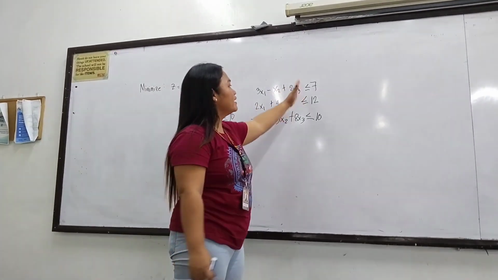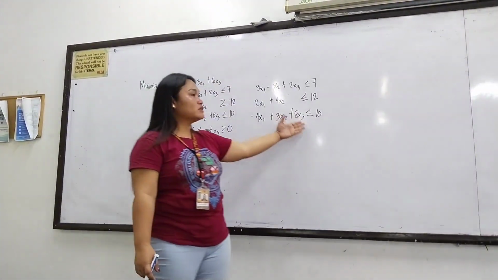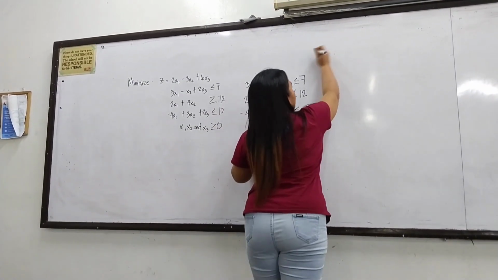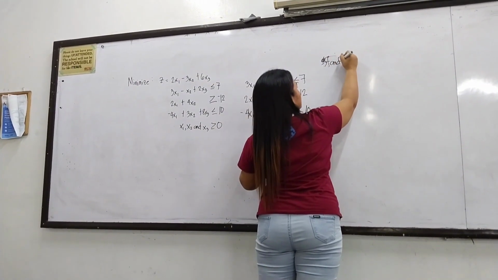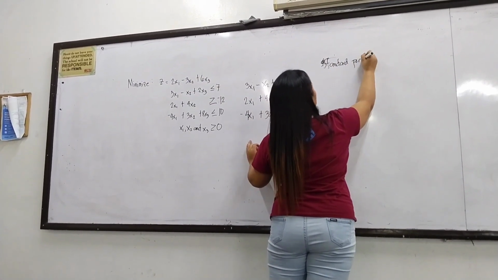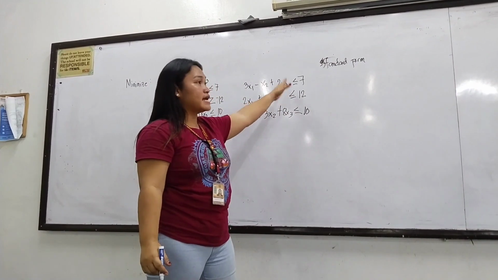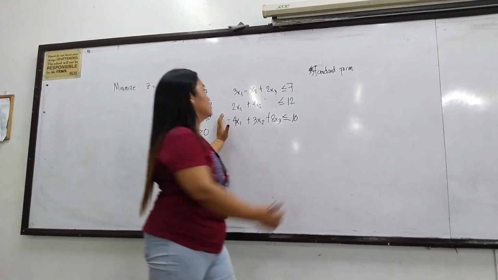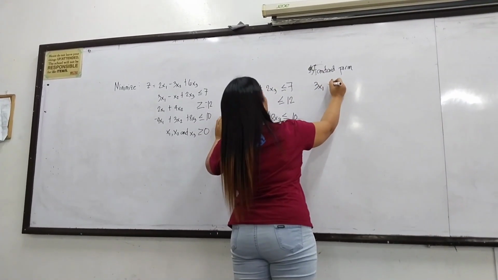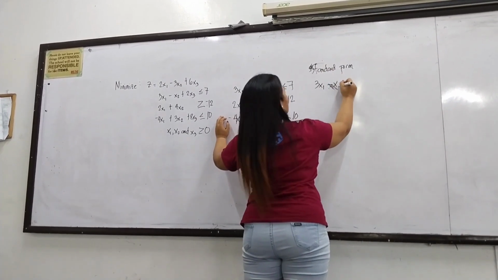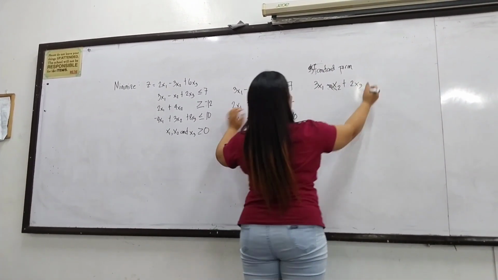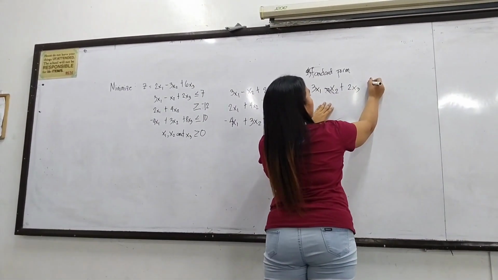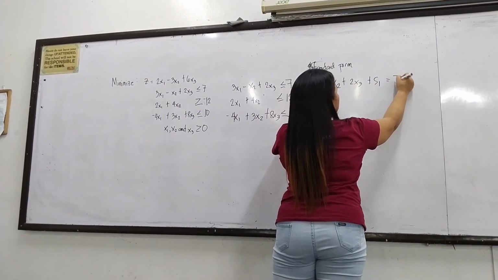Now we have a same symbol here. Then we need to convert this symbol into equal to. So in standard form, we need to add a slack variable in order to get an equal sign to this equation. So this one is 3x1 minus x2 plus 2x3. So in order to get this equal sign, we need to add a slack variable. Plus s1 is equal to 7.